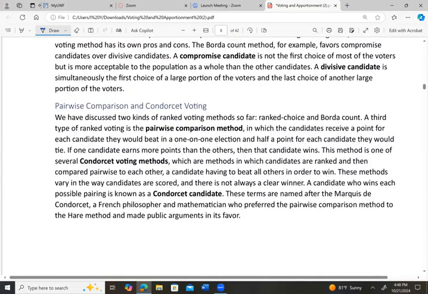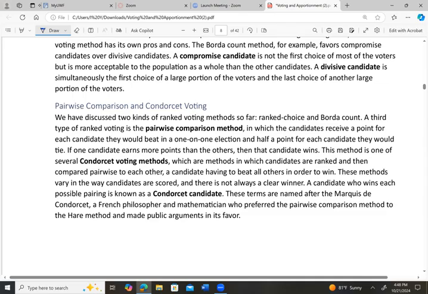So this brings us to our next voting methods, called pairwise comparison and Condorcet voting. We've discussed two kinds of ranked choice voting methods so far, ranked choice and Borda count. The third type of ranked voting is the pairwise comparison method, in which the candidates receive a point for each candidate they would beat in a one-on-one election, and half a point for each candidate they would tie.